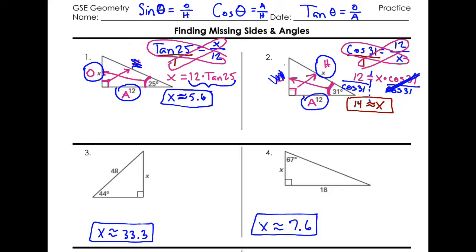If you did not do it correctly, look back, make sure you labeled correctly, make sure you use the right trig function, make sure you cross multiplied, whether or not you had 1 step or 2 steps to do when you cross multiplied.